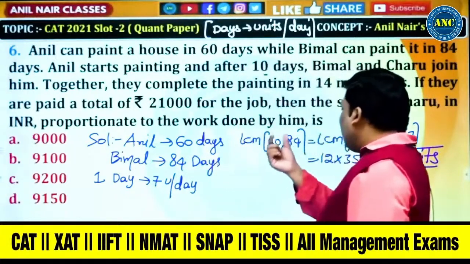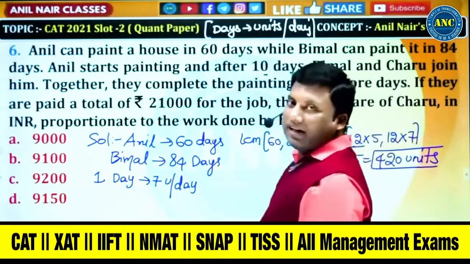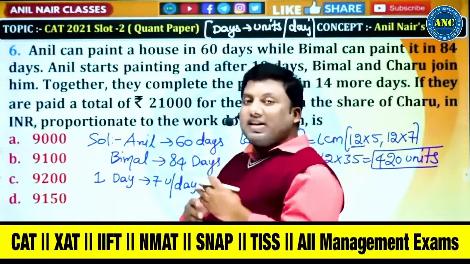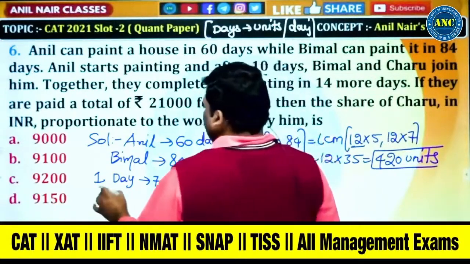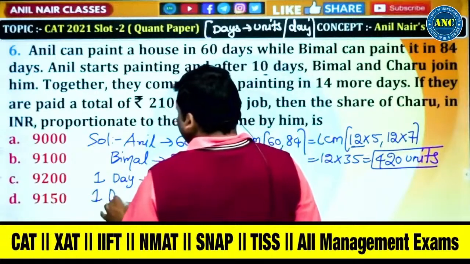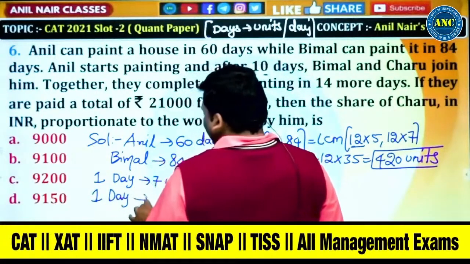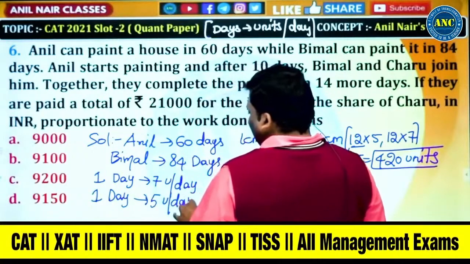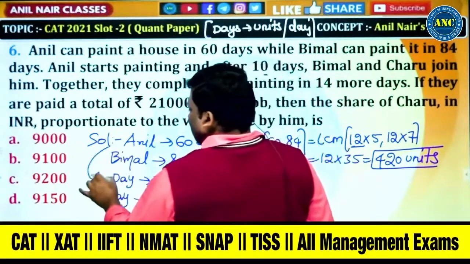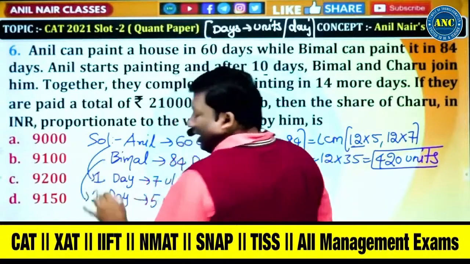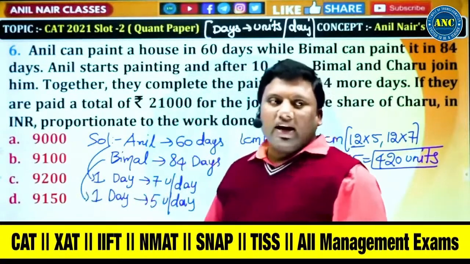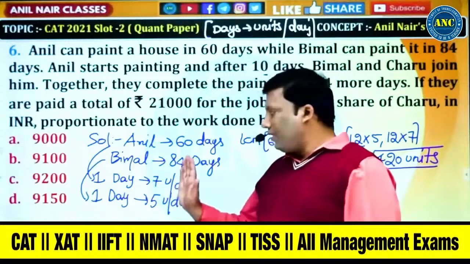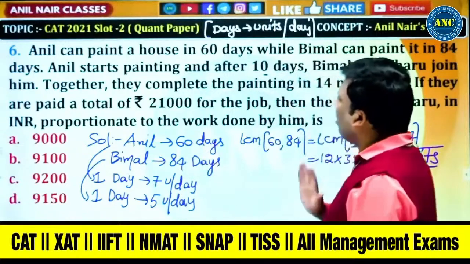Bimal can do 420 units in 84 days. 84 days it takes to do 420 units. That means in one day, he will do 5 units per day. In one day, Bimal will do 5 units per day. I converted the days into units per day. First step clear. Now the story starts.